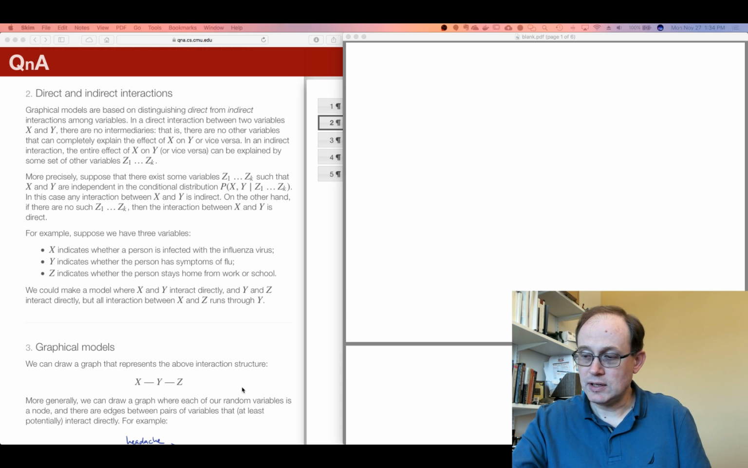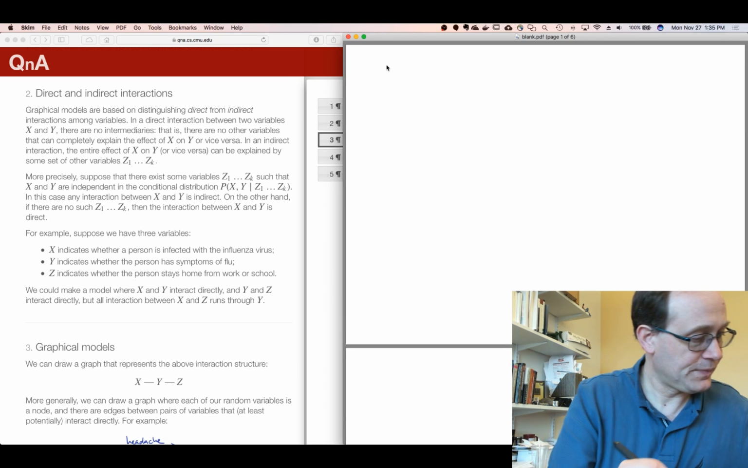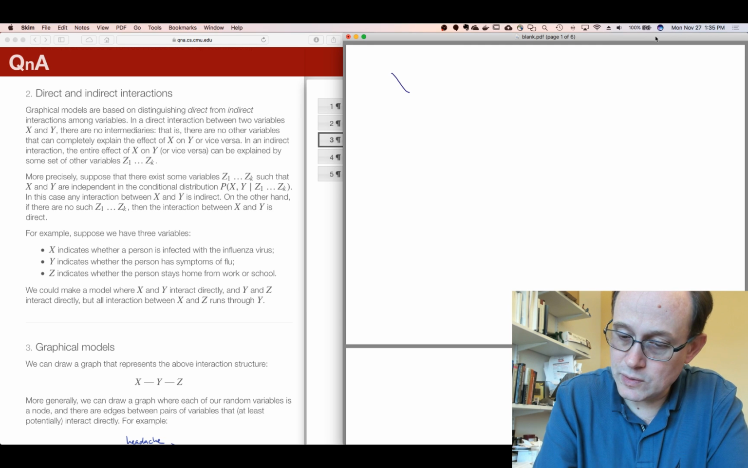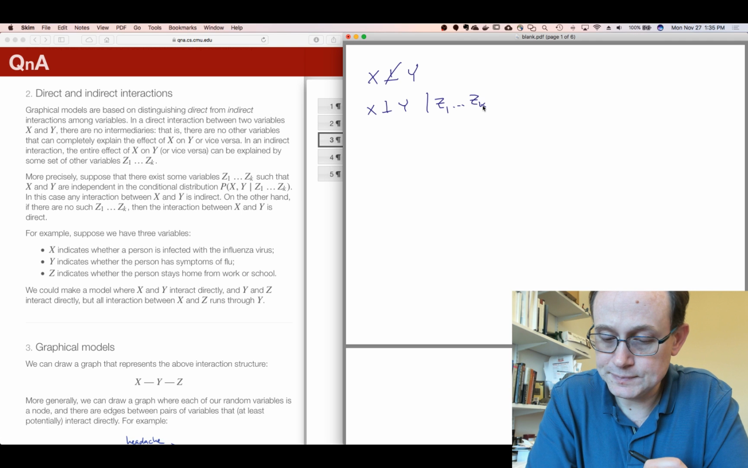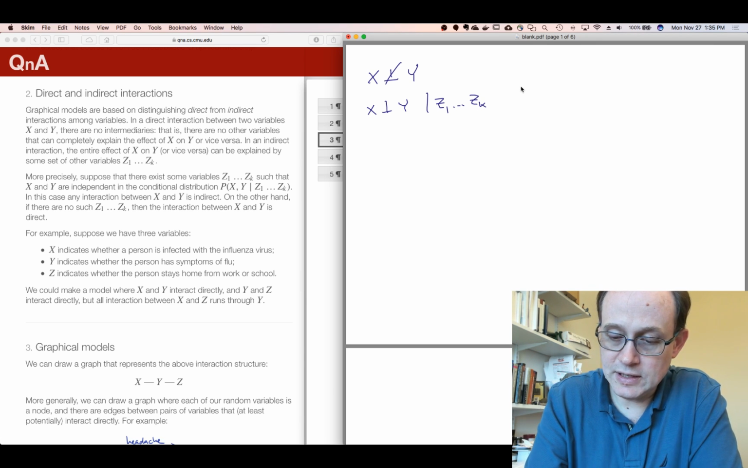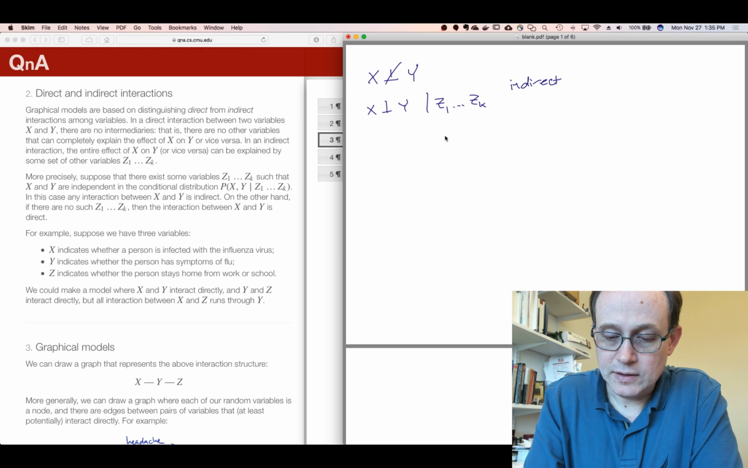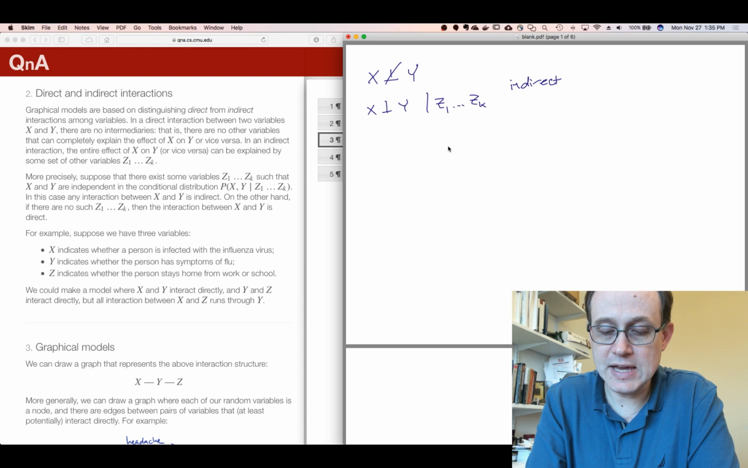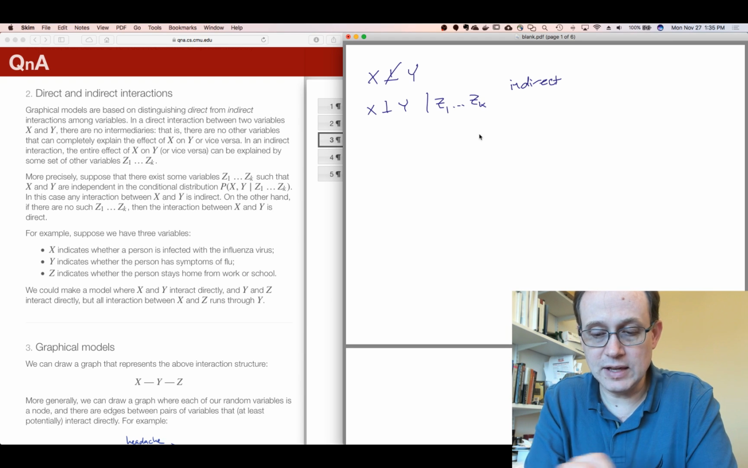So in symbols we have that x is not independent of y, but that x is independent of y if you know z1 through zk. Okay, so that is an indirect interaction. If there is no such z1 through zk, in other words, if you can't make x independent of y by conditioning on some other variables, then we'll say that it's a direct interaction.